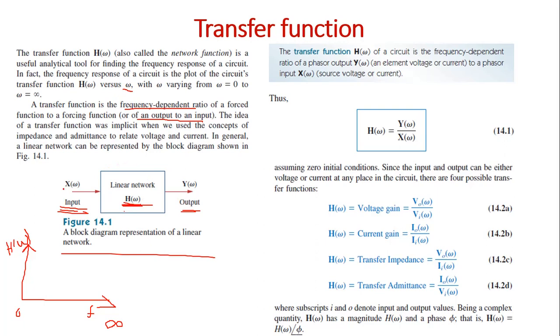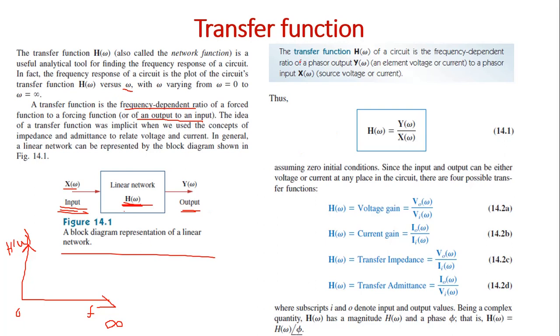Now the input is represented by X of omega. You should not confuse this X with the reactance. It is not reactance. For representation we have used X and Y. So here X and Y denote the input and output. The input can be the source, and the output can be the output at any part of the circuit terminal.